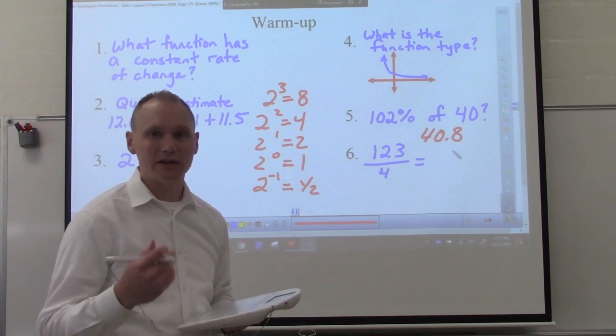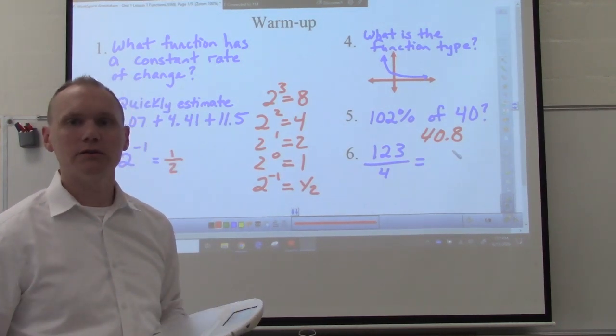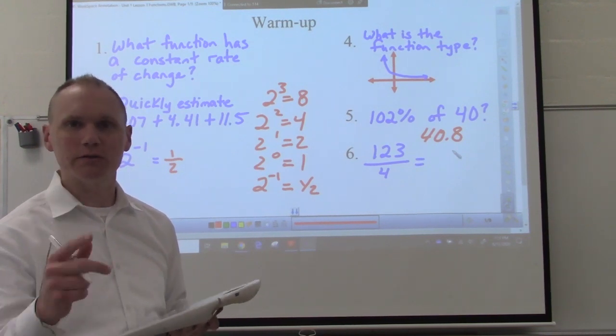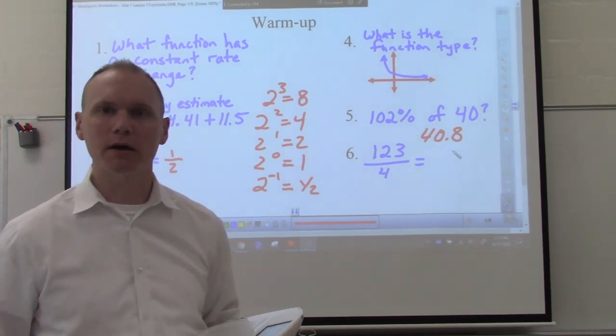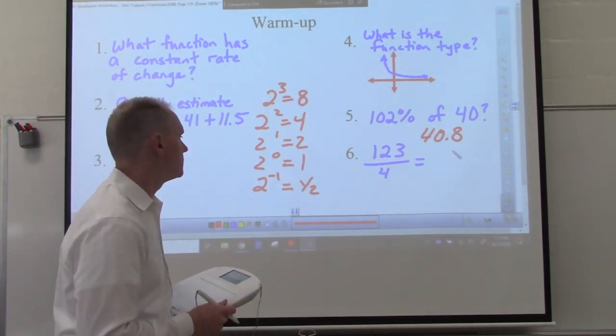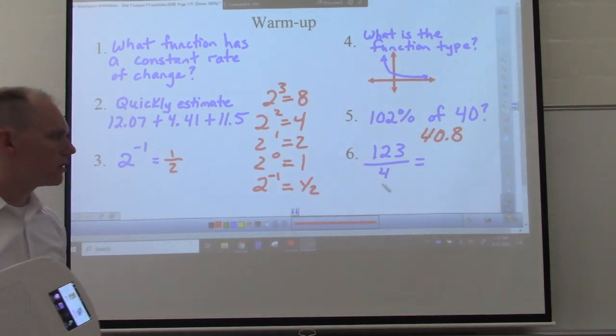The other option there is to take 2% of 40 and then add it to 40 itself. But I really recommend taking those two steps and just doing it in one by multiplying by 1.02 or 102 and then moving the decimal. All right, next we have kind of a challenging problem here.